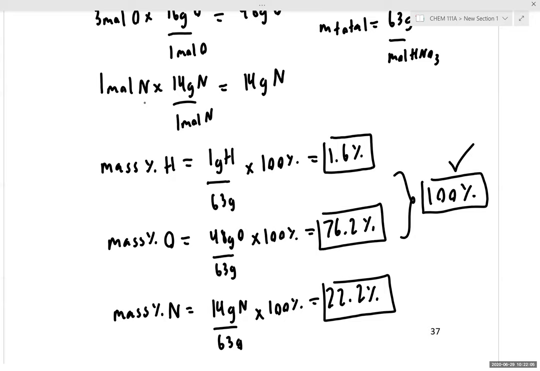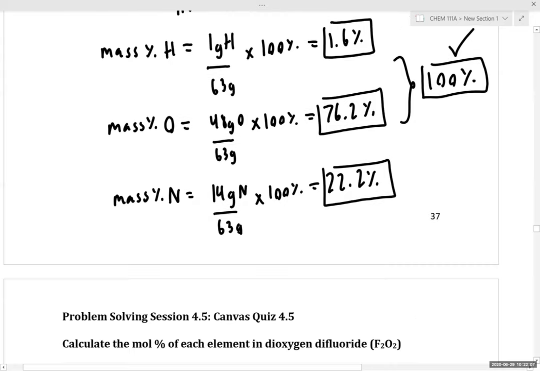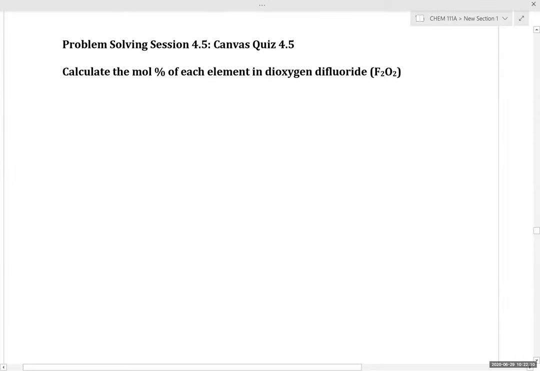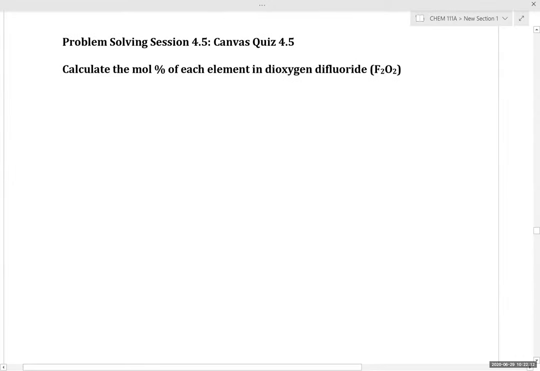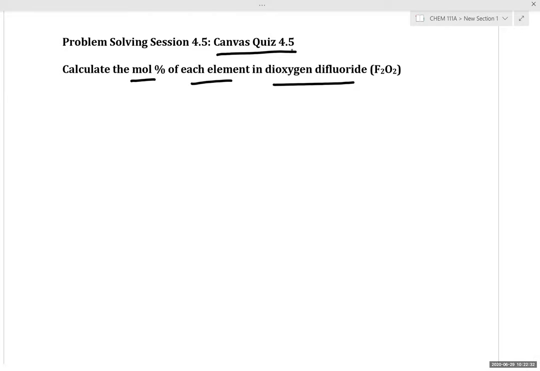Okay, so now that we've seen some examples of these calculations, let's take a moment and I'd like you to calculate the mole percentage of each element in dioxygen difluoride. You're more than welcome to submit your responses in the chat, verbally, or via Canvas Quiz 4.5. And I'll be checking to see how the class is going through each of these exercises and providing feedback.